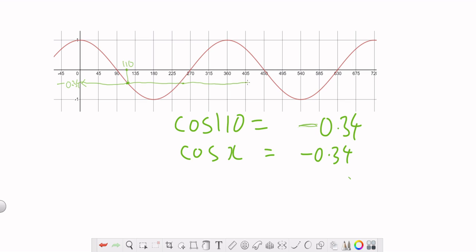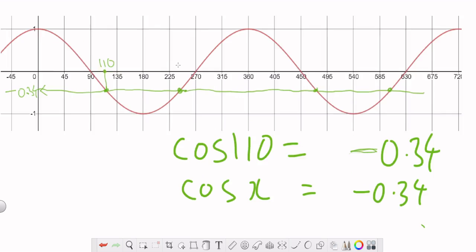Keep going, keep going. So there's one over here. This is where it intersects. This is where it intersects. Remember, these green lines are not part of the graph. They're only guidelines to help you figure out where the other numbers are. Right, let's just zoom in a little bit so we can see.